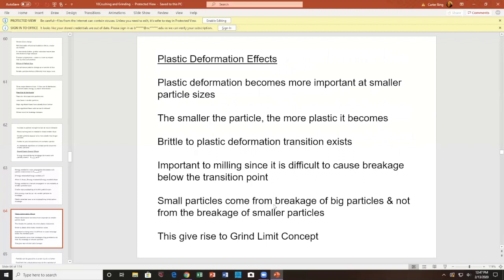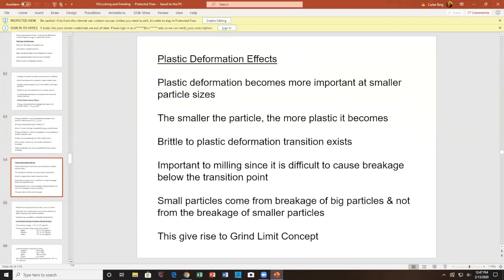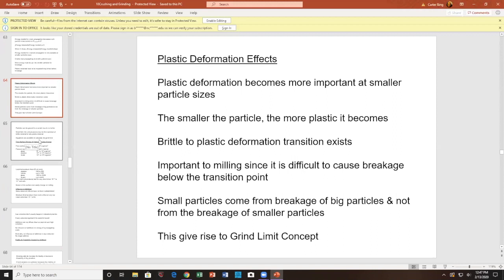Smaller particles come from breakage of larger particles. It's very important to realize smaller particles come from the breakage of large particles. They do not come from the breakage of smaller particles. You don't have a small particle and break it in half and have two smaller particles. No, that does not happen that often. What happens more often is the small particles are made in vast numbers during the breakage of large particles. Sort of like the concept of what is the size of the contact producing the fines, as we showed earlier.